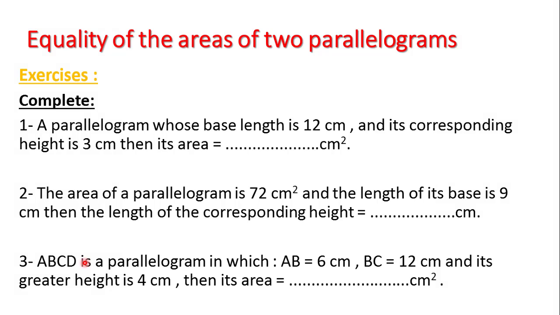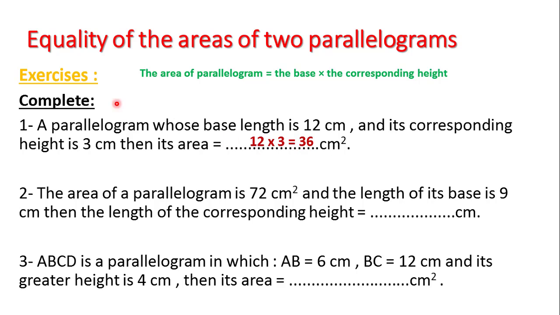Okay, let's solve this exercise. Complete: a parallelogram whose base length is 12 centimeters and its corresponding height is 3 centimeters, then its area equals what? Let's remember, the area of the parallelogram equals base length times corresponding height. So I'll multiply 12 times 3, which is 36. The area of parallelogram, the base times the corresponding height.